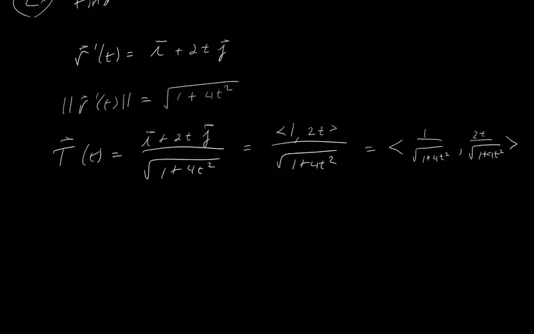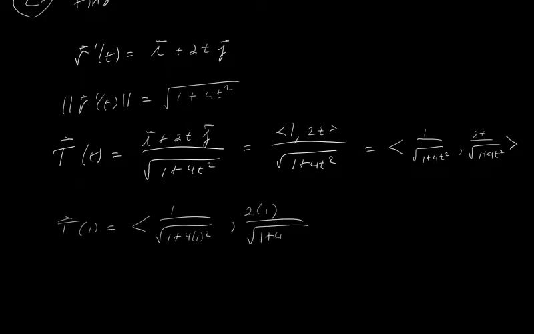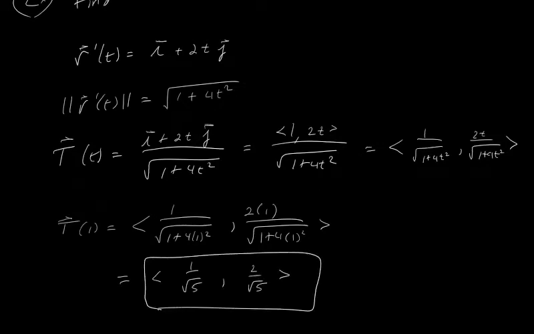Okay, and we were asked to find this at t equal to 1. So T of 1 is going to be equal to the vector 1 over the square root of 1 plus 4 times 1 squared, comma 2 times 1 over the square root of 1 plus 4 times 1 squared. So that's equal to 1 over the square root of 5, comma 2 over the square root of 5. And there we have it, our tangent vector.